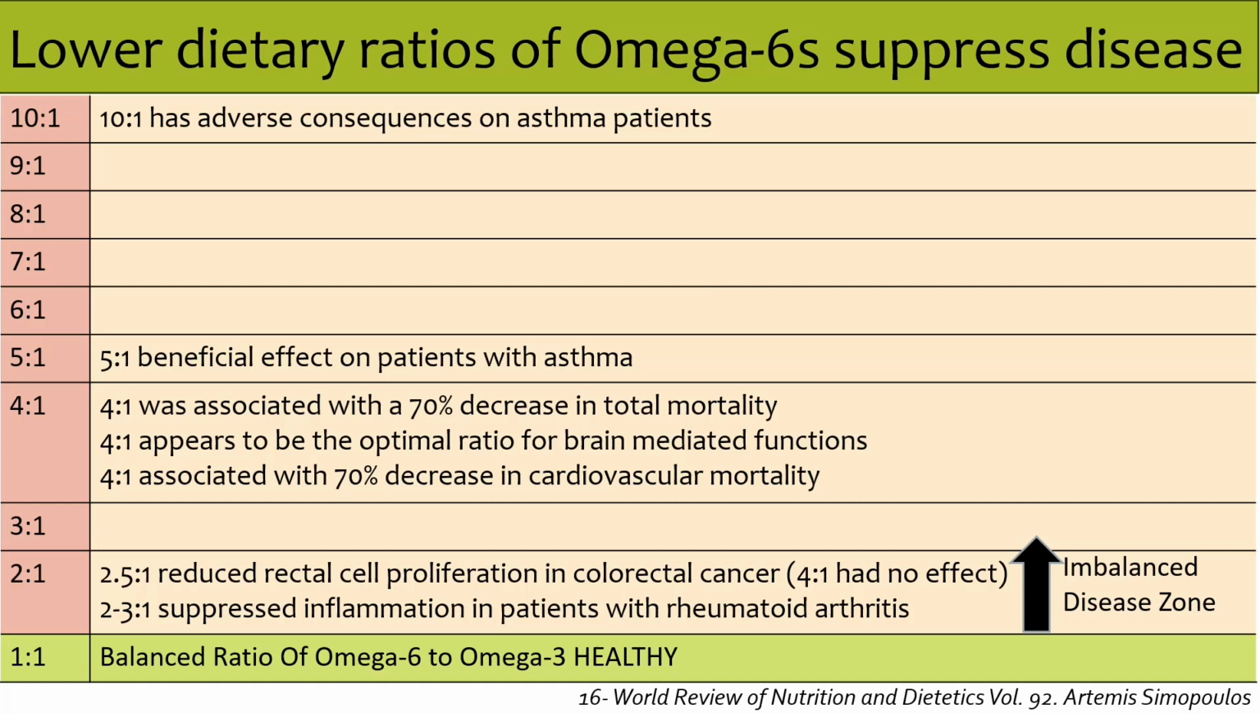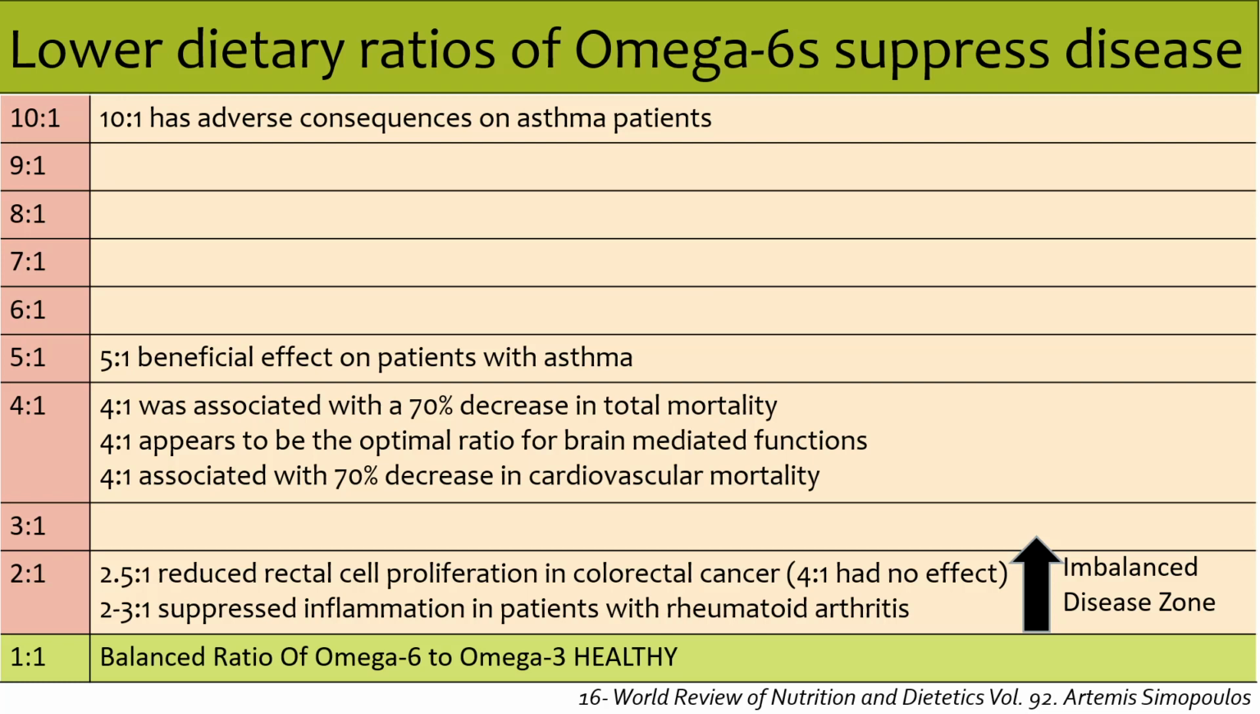Lowering the dietary ratio of omega-6 suppresses disease. At a ratio of 10 to 1, it has adverse consequences on patients having asthma. At a ratio of 5 to 1, it shows beneficial effects on patients with asthma. A ratio of 4 to 1 was associated with a 70% decrease in total mortality.